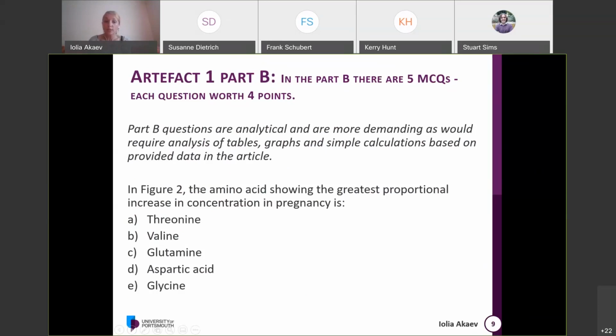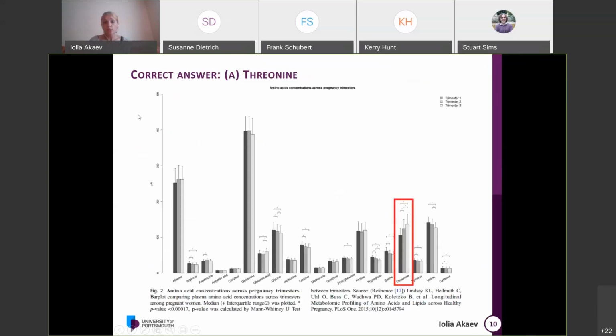So we showed the students where they have to go, what they have to do, like in figure 2, and then they had to go to that figure to find out the answer. And I'll show you from the paper. If you go into figure 2, you can see this is the figure, and the students had to look and answer the question.